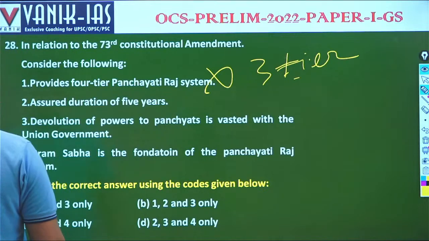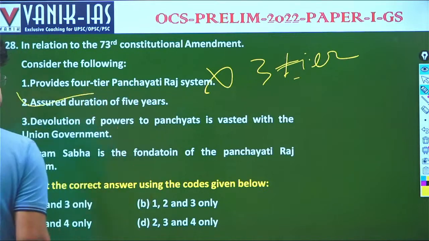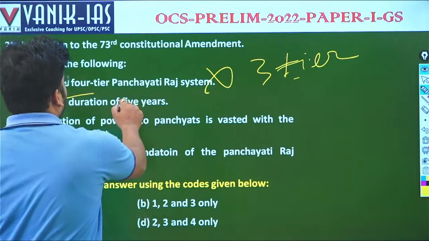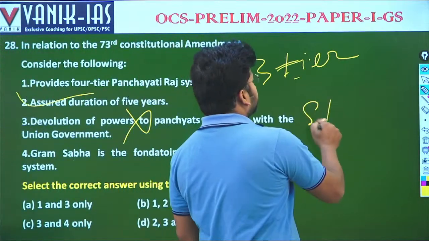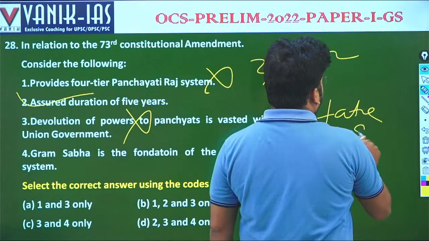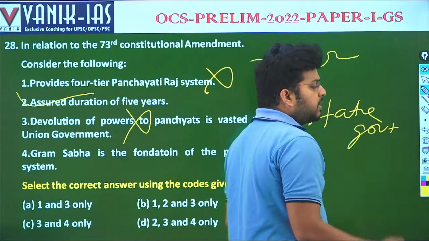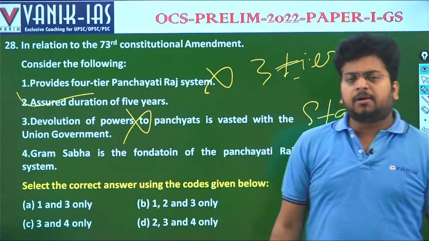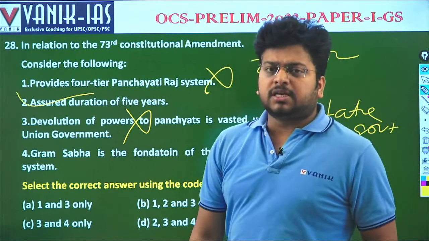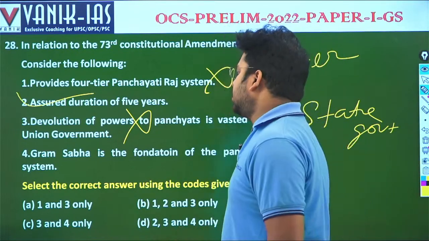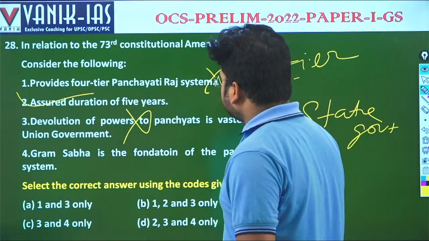Assured duration of 5 years, this is right. Devolution of powers, Panchayat is vested with the union government? No, this is wrong. This is the state government. It is up to the state government how much power they will devolve to the Panchayati Raj systems. For example, Kerala has devolved a lot of power to the Panchayati Raj system, but other states have not done that. So it is up to the state government.